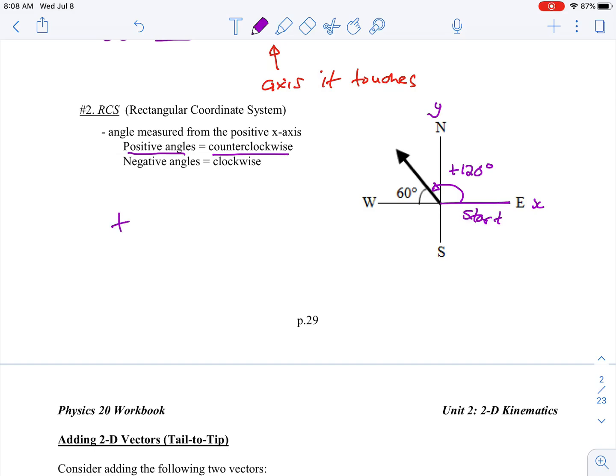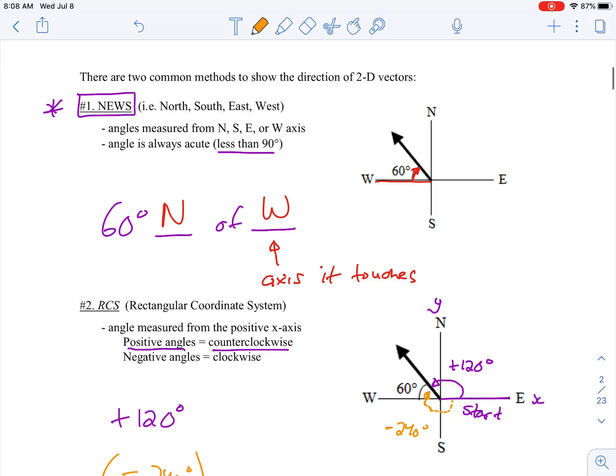So this would be either positive 120 degrees, or if you wish, you could go the other way. I'll show this kind of as a dotted arrow. Going the other way, see that's going in a clockwise direction. And that'd be like 90, 180, 240. This would actually be negative 240 degrees. Negative because it's clockwise. So either of those two angles is considered acceptable. We will not use this much at all in this unit. Most of the time we're going to be dealing with north, south, east, west. Good, so make sure you're comfortable with the second letter is the axis it touches.